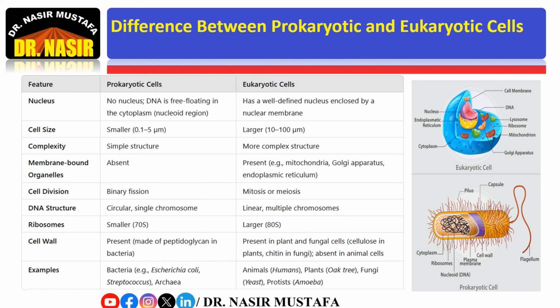Eukaryotic cells, on the other hand, have a true nucleus, are larger and more complex, and contain membrane-bound organelles like mitochondria, ER, and Golgi. They divide by mitosis or meiosis, have linear DNA with multiple chromosomes, and 80S ribosomes.